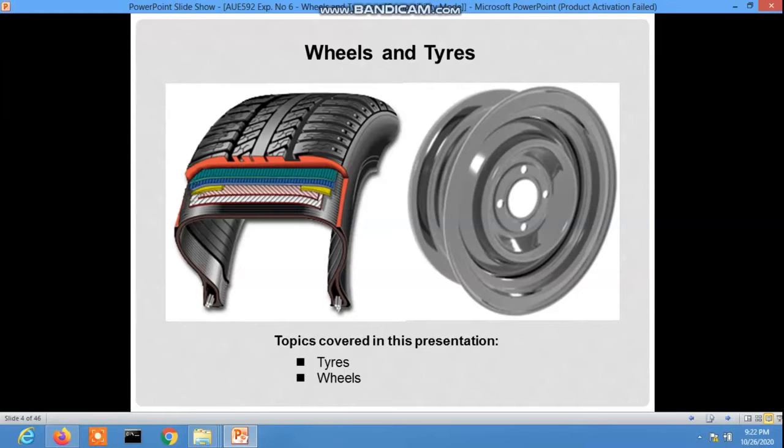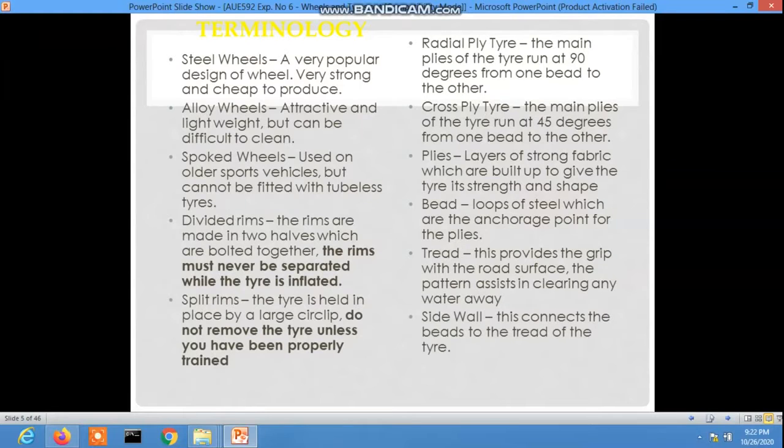Some terminologies are there in the tire. Steel wheels: a very popular design of wheels, very strong and cheap to produce. Alloy wheel: attractive and lightweight but can be difficult to clean. Spoke wheel: used on older sports vehicles but cannot be fitted with a tubeless tire.